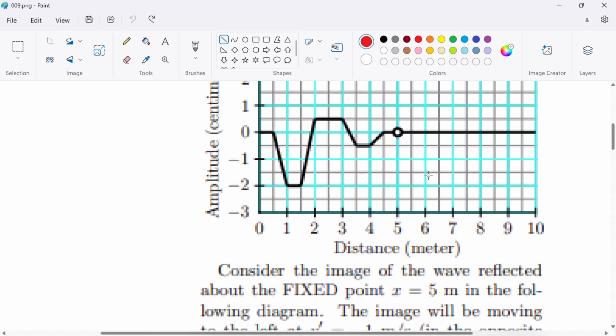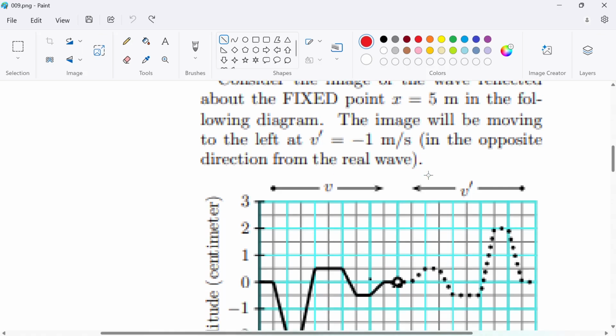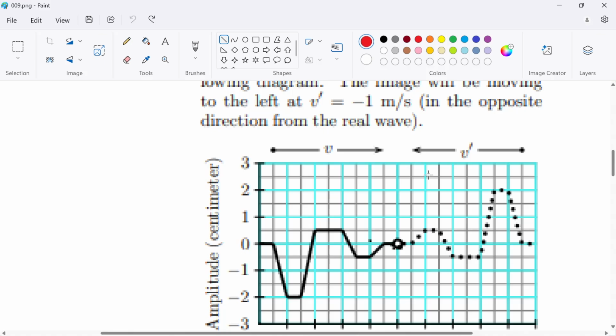Consider the image of the wave reflected about the fixed point in the following diagram. The image will be moving to the left at v equals -1. Now, this is what I don't understand. Is this thing just moving as it is, or is each point of this going to hit this and then reflect back? So in other words, if this is the point here, is it going to go 1, 2, 3 and end up, and then it reflects, so it's going to end up down here at -0.5? I don't know, it's very confusing to me.